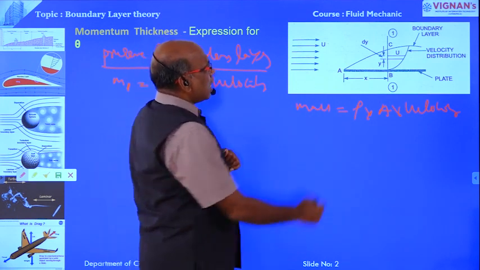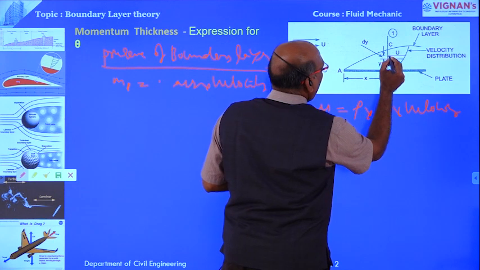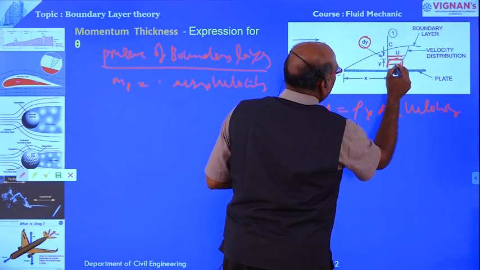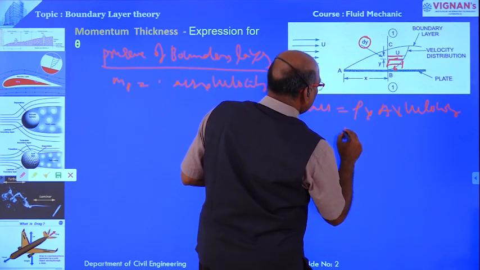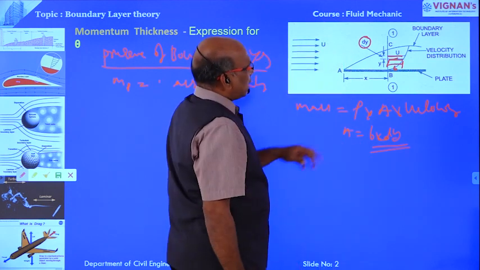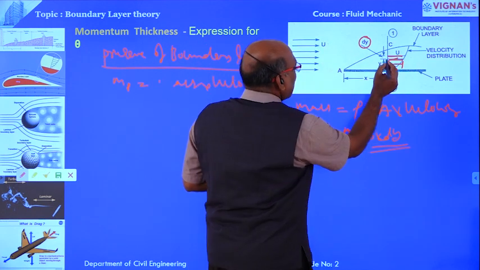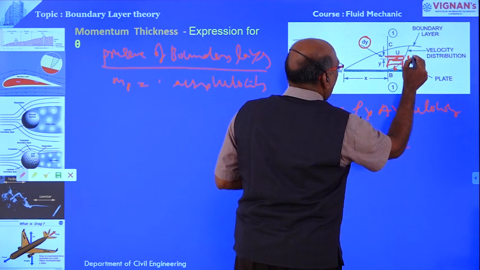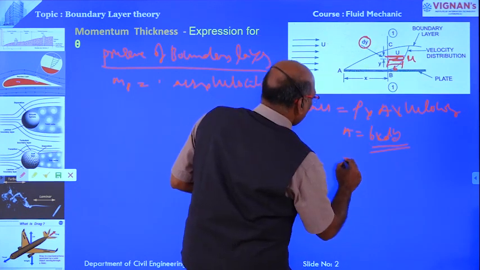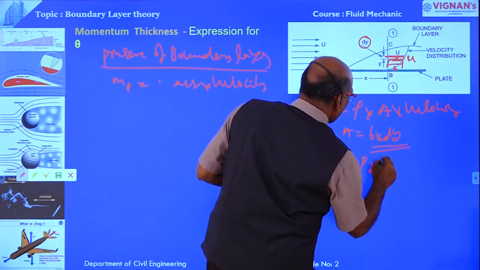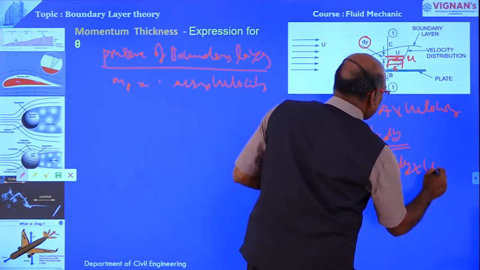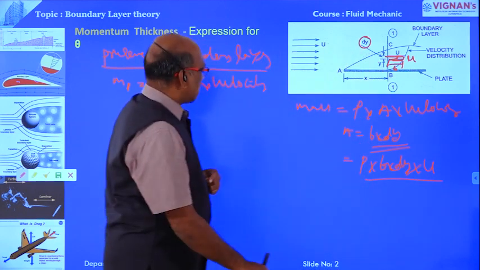What is the area? Here we have taken one small strip, that is, the depth is equal to dy and the width is equal to b, so the area is b into dy. Then, what is the velocity? The velocity over the strip is small u. Therefore, mass equals rho into b into dy into small u. This is the mass.